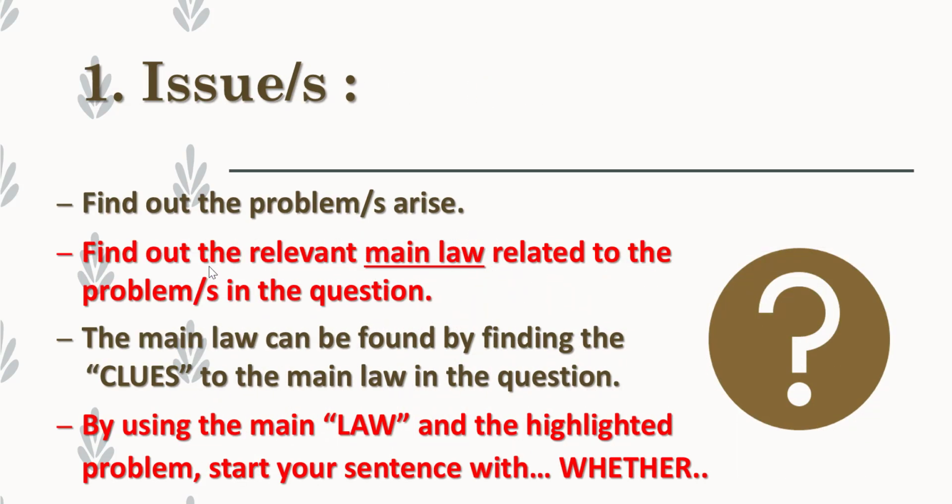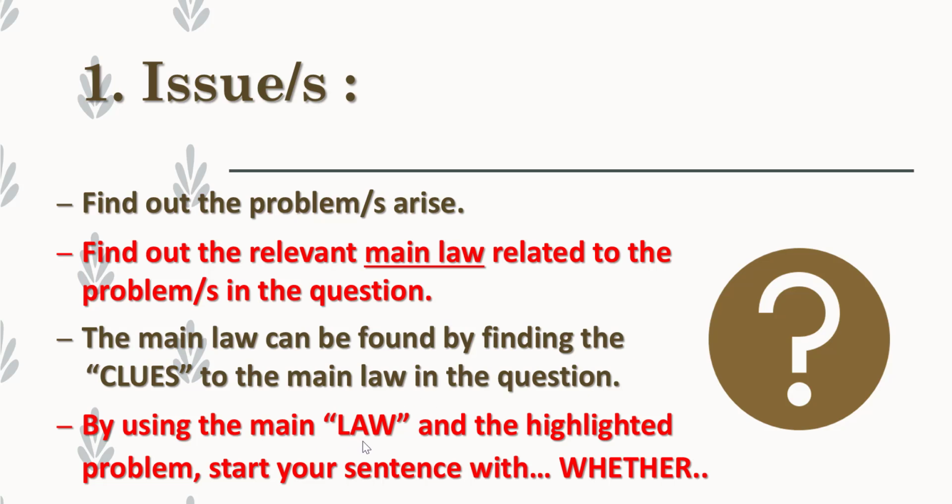All right. The first essential or the first element in order to answer the question is by giving the issues. This is very important where you have to give the accurate issues in order to get a correct answer. Okay, what you have to do is that first, when you get the question, you have to find out what are the problems arising in the question. And then you have to find out what are the relevant main law that related to the problems in the question. This main law can be found by finding the clues or any words, any phrase which lead you to the main law in the question.